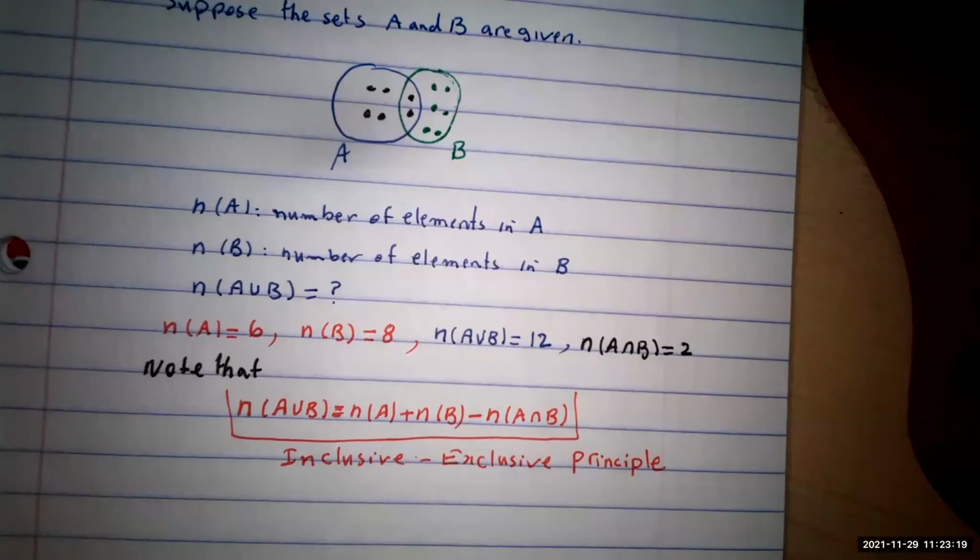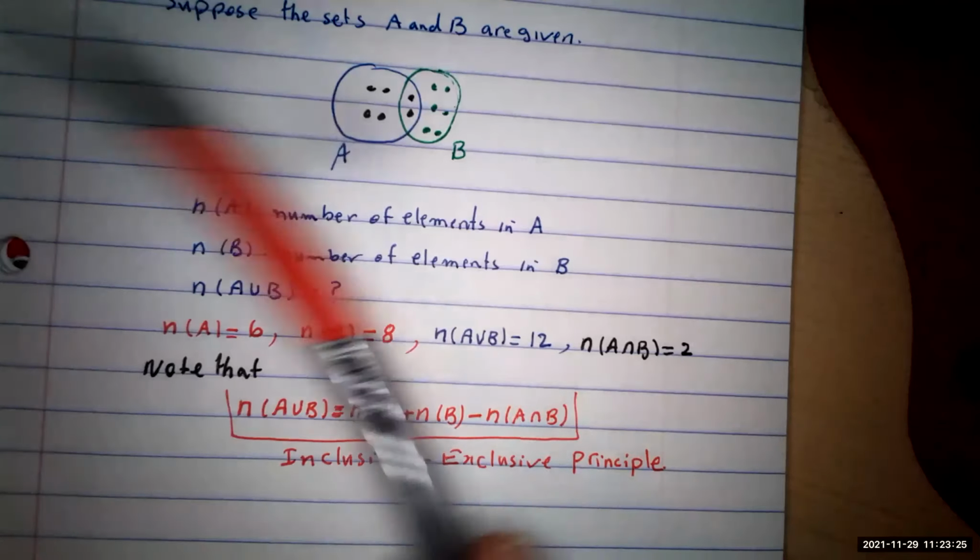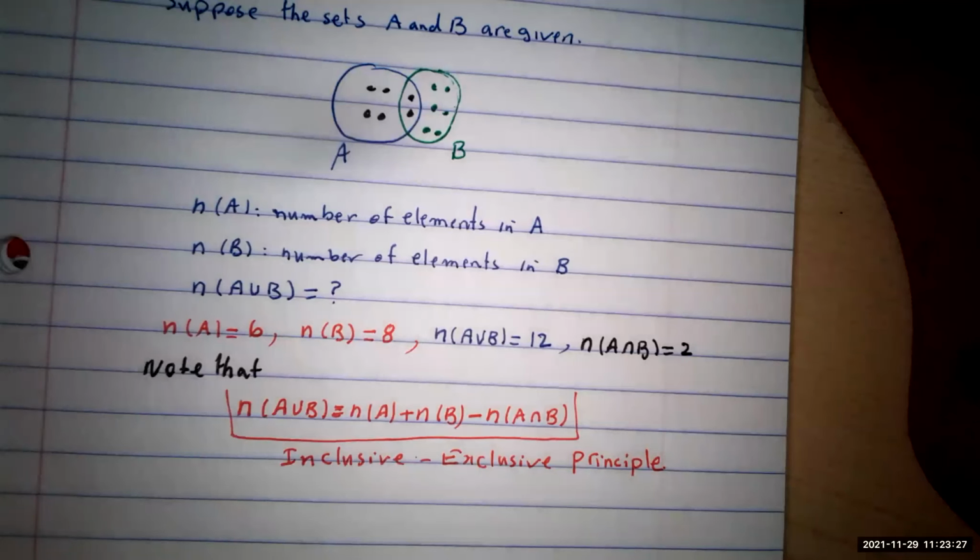If you are in a probability course, you divide this by the total number in the sample space, like the universal set. Then this is the probability of A or B, which is probability of A plus probability of B minus probability of A and B. That's the way we use it in a probability course. But in this course, we are not interested in that. We are interested in the counting procedure and the problems related to it. Any question?